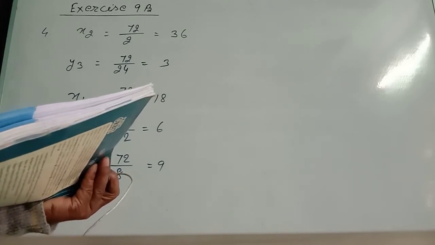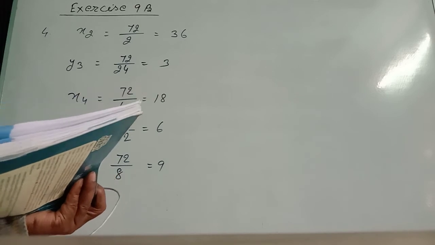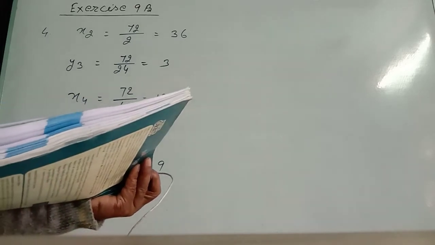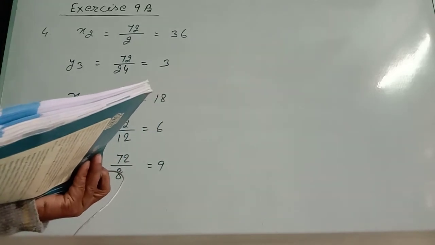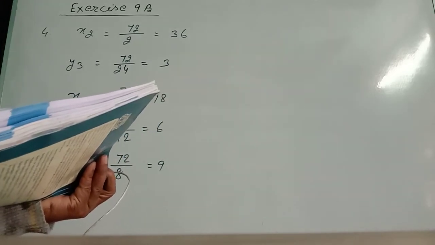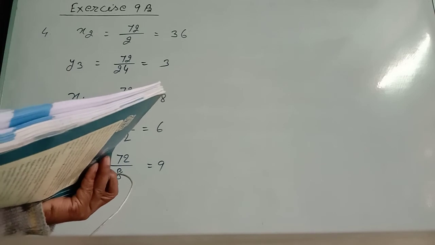So x2 equal to 72 by 2, because the constant is 72, and here the value of y is 2. So the value of x, that is x2, equal to 72 by 2 equal to 36.